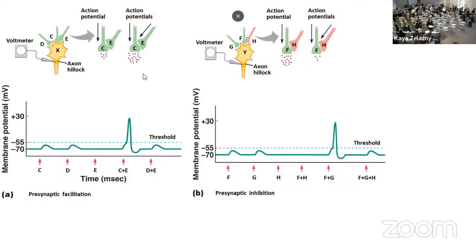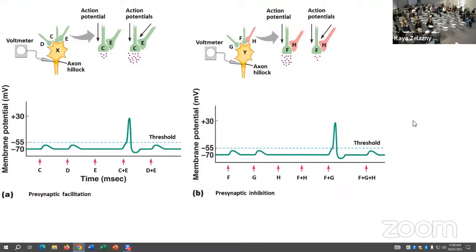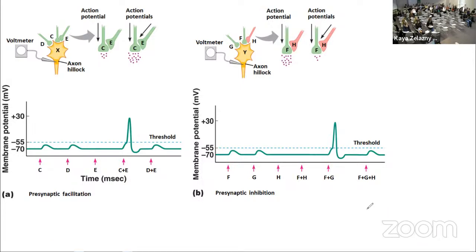Okay. So we want to make sure that we understand the opposite. So we can have the opposite thing happen too. We can facilitate, we can make our presynaptic neuron release more neurotransmitter, or we can inhibit, we can make it release less neurotransmitter. So this is exactly the same, but we're doing the opposite thing.